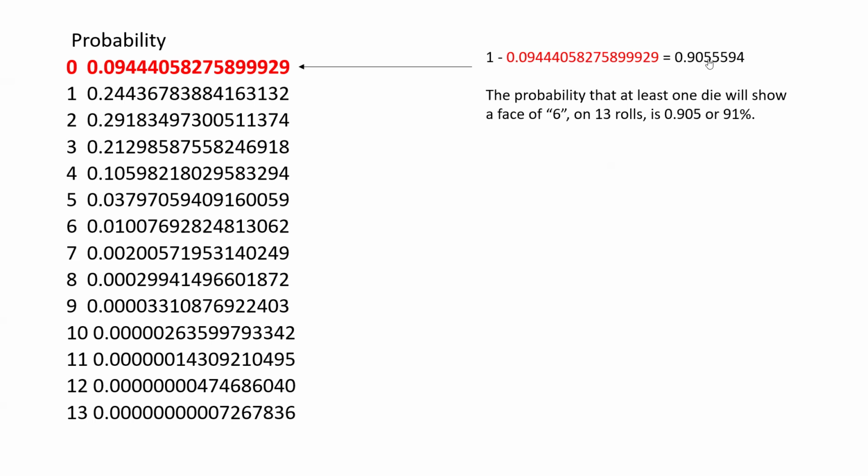And then again, determine how you'd like to round, significant figures, etc. But in either event, you have to turn it into a percentage first. The probability that at least one die will show a face of 6 on 13 rolls is 0.905, or 91%. Looks like we're moving the decimal here, and then we're rounding it up. 91%.